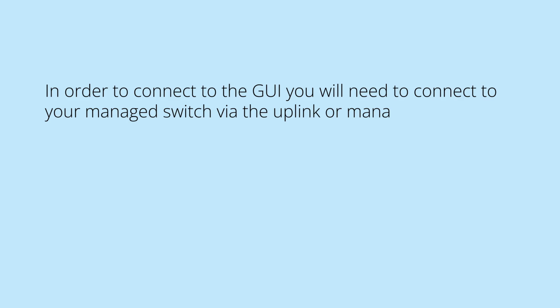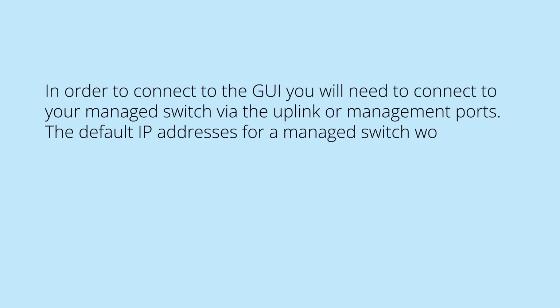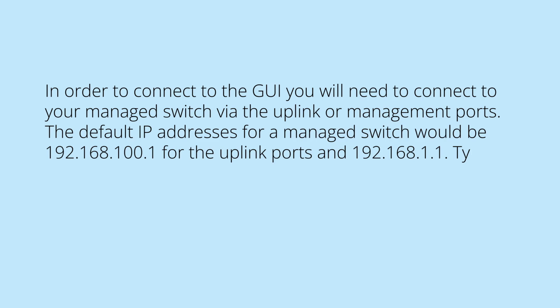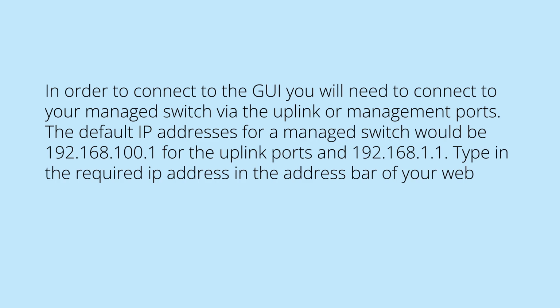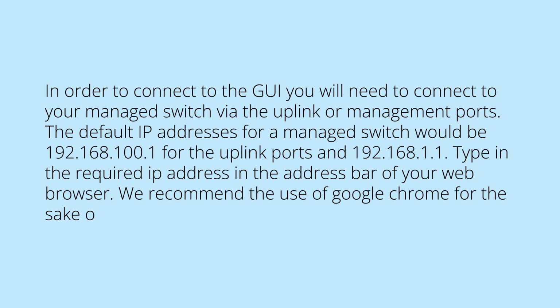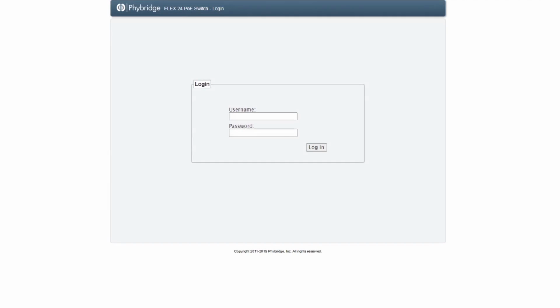The default IP addresses for a managed switch would be 192.168.100.1 for the uplink ports and 192.168.1.1 for the management. Type in the required IP address in the address bar of your web browser. We recommend the use of Google Chrome for the sake of easy connectivity. From here, you will be brought to the login page of your switch, and the default username is admin, and the password is also admin.